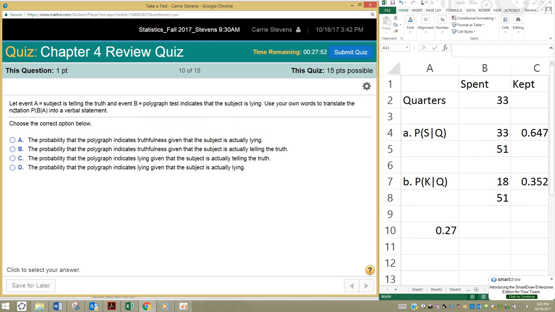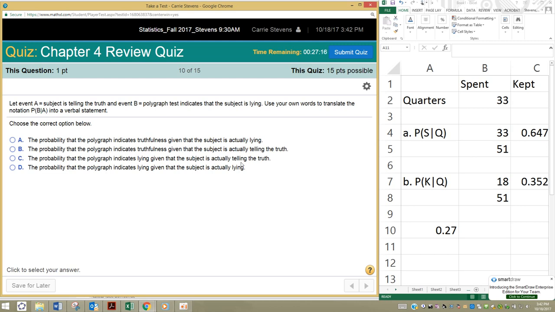Let event A be the subject is telling the truth, and event B is the polygraph test indicates lying. And now translate this, the P of B given A. Okay, so A is the given assumption. So telling the truth is the given assumption. So whichever one of these says given that the subject is telling the truth is a good place to start. So I'm looking at the ones that say given the subject is lying. No, it's not going to be A.